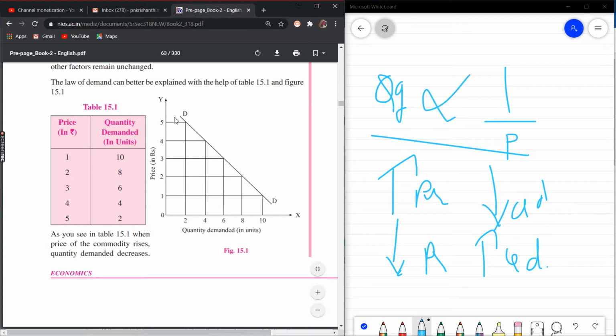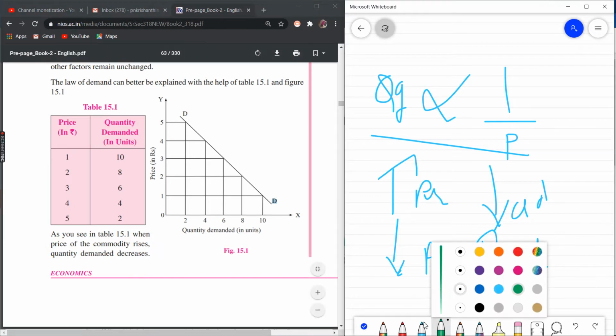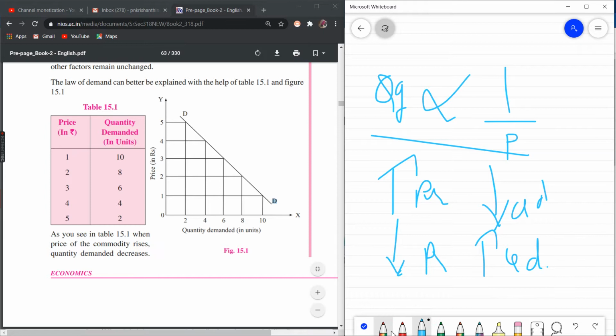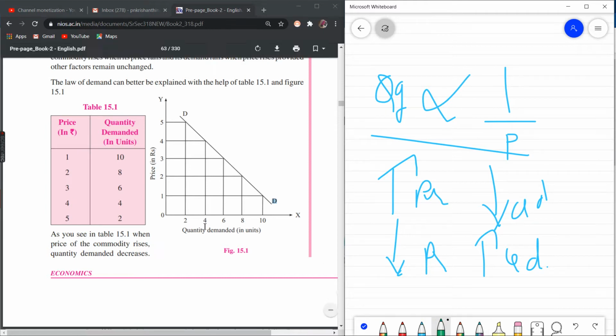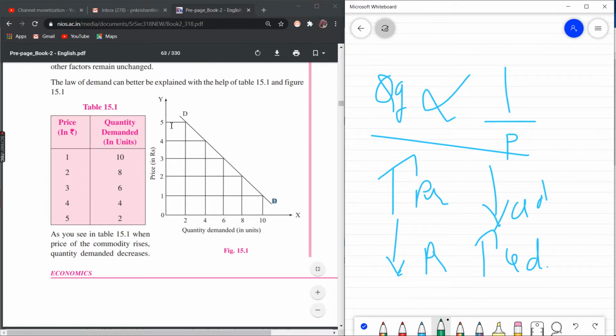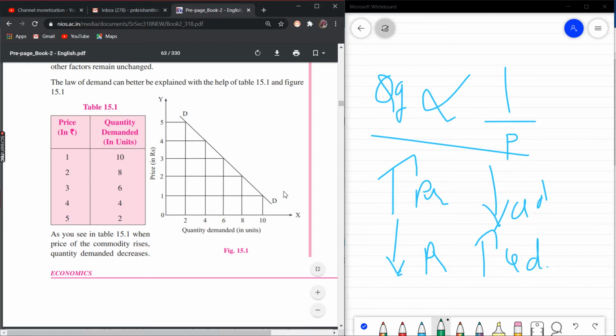Why is the demand curve in a downward trend? Because due to an increase in prices, there is a decrease in demand. When the price is 1 rupee, he buys 10 quantity. When the price increased to 2, he purchased less, by 2 quantity. This is what happened, and that is why the demand curve is downward.